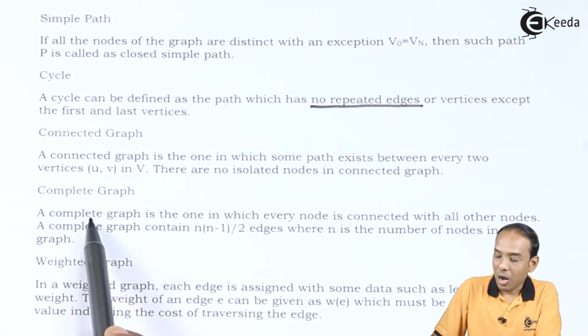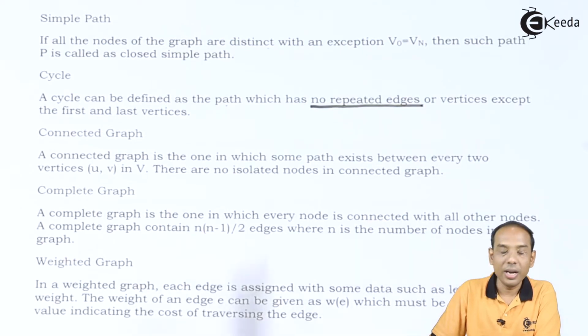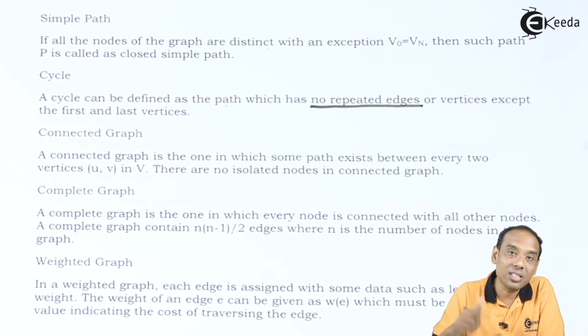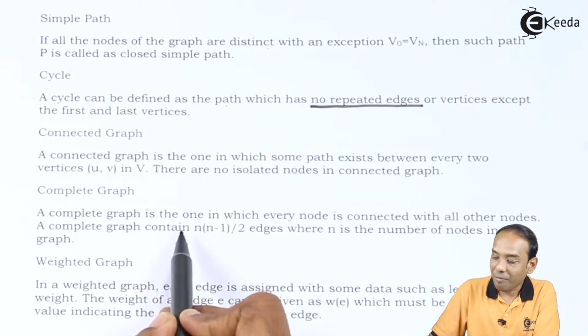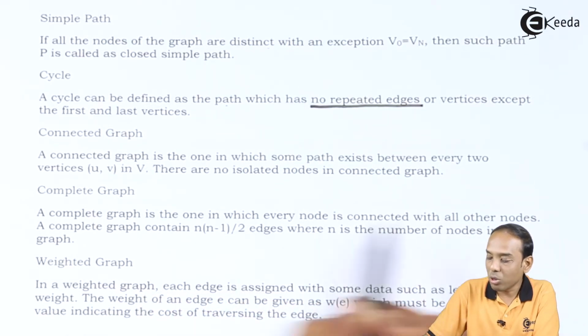Complete graph. A complete graph is one in which every node is connected with all other nodes. It is very important. Every node, or we can say every vertex, is connected to the other vertices. A complete graph contains n into n minus 1 edges, where n is the number of nodes in the graph.